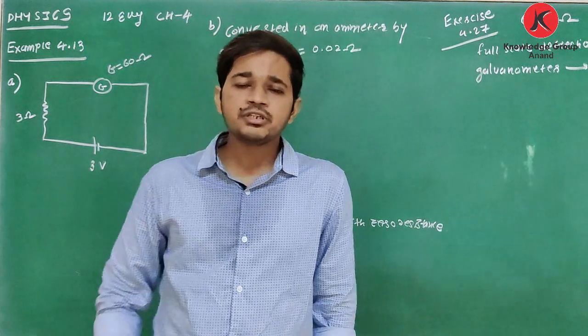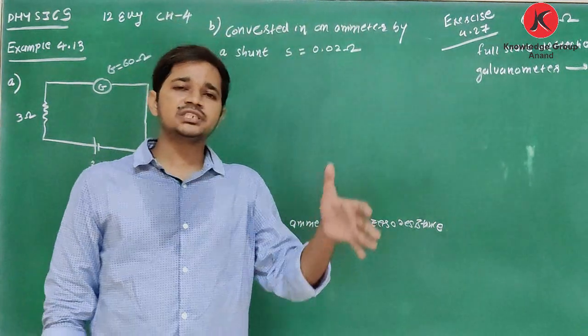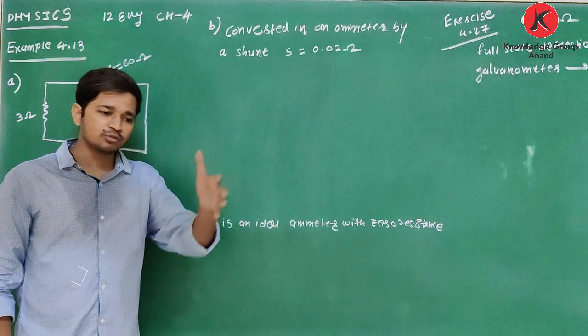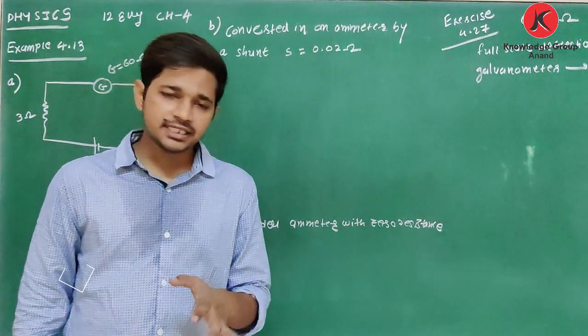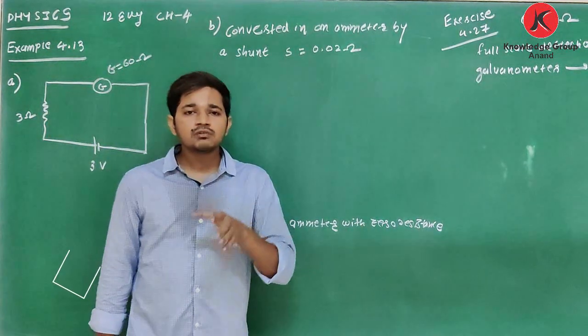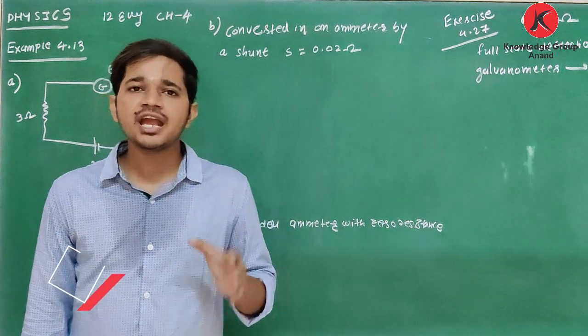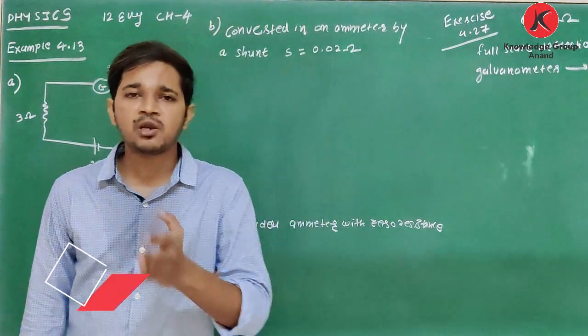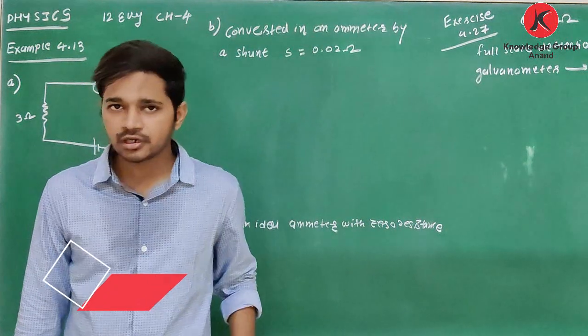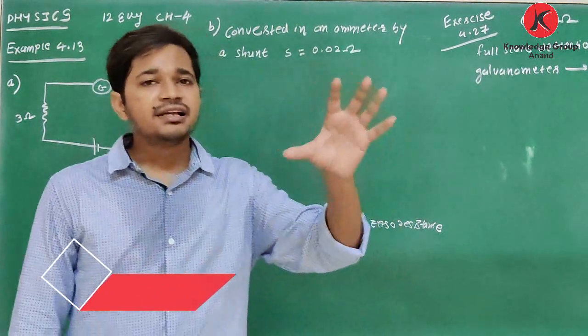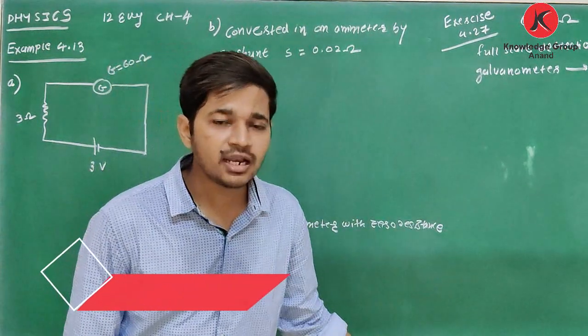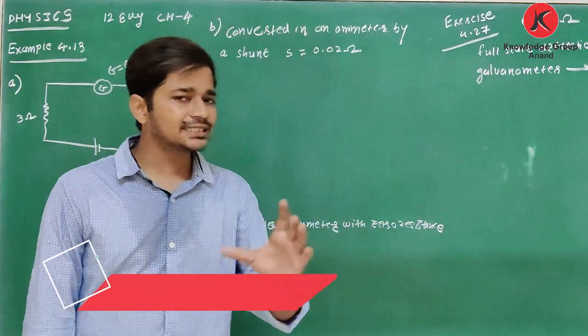In the last lecture we discussed how to convert a galvanometer into an ammeter and a galvanometer into a voltmeter. To convert a galvanometer into an ammeter, we have to connect a shunt, meaning a very small resistance, in parallel with the galvanometer. It becomes an ammeter. The resistance of an ammeter is very small. For an ideal ammeter, its resistance is 0.